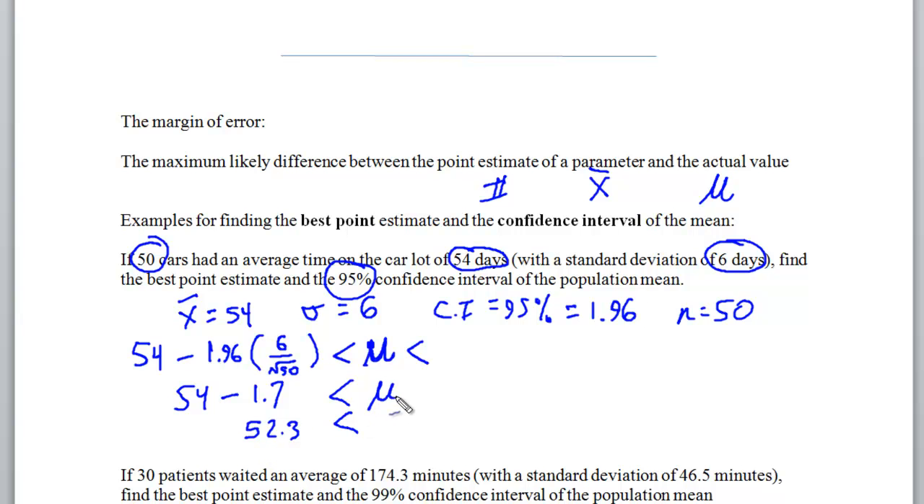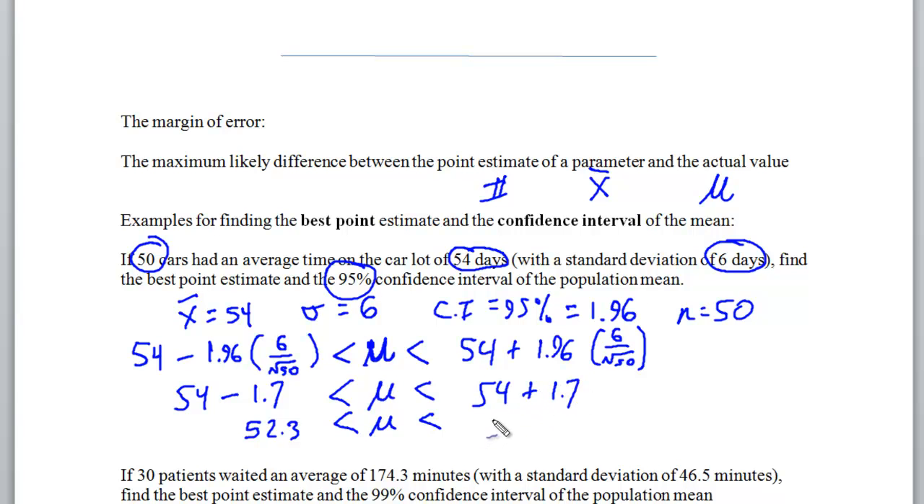This is going to be basically that we know that the nation's cars stay on the lot an average between 52.3 and this upper bound that we're about to find. Now I will write this all out, but some of you will notice that this is just the same thing as the left side with a plus instead of a minus. So what this gives us then is 54 plus 1.7, or 55.7. And this here gives us that confidence interval of 52.3 to 55.7.